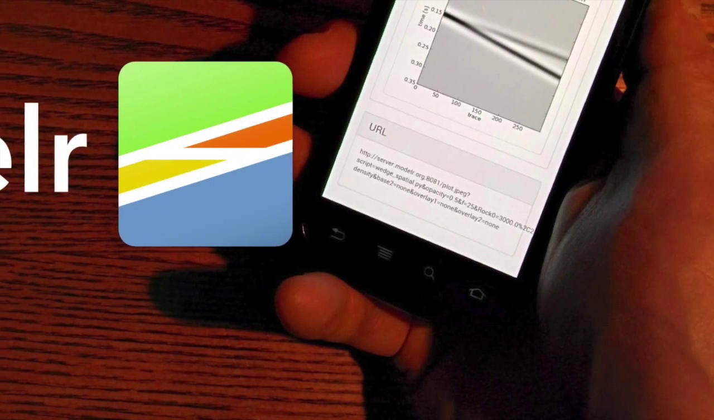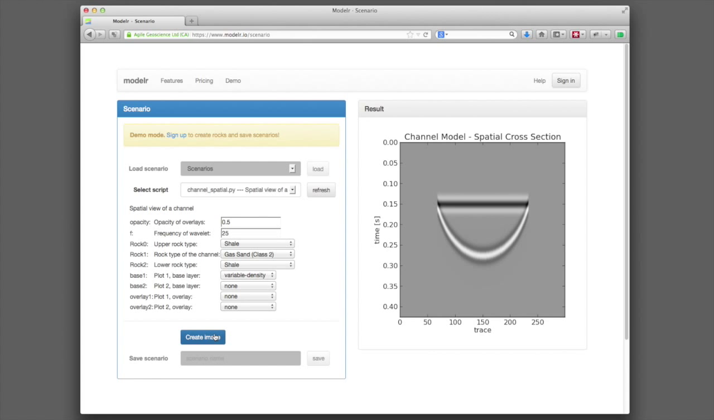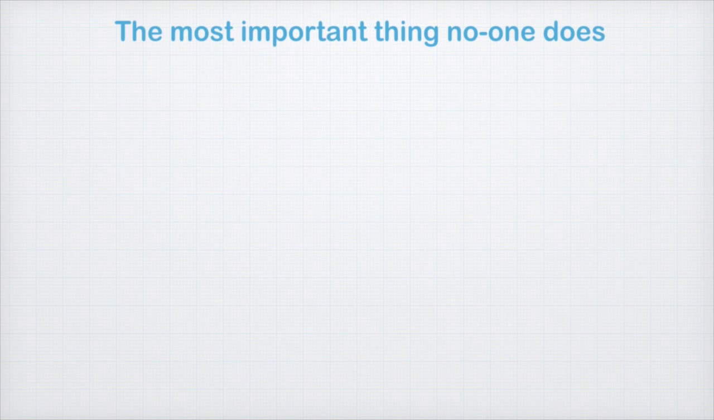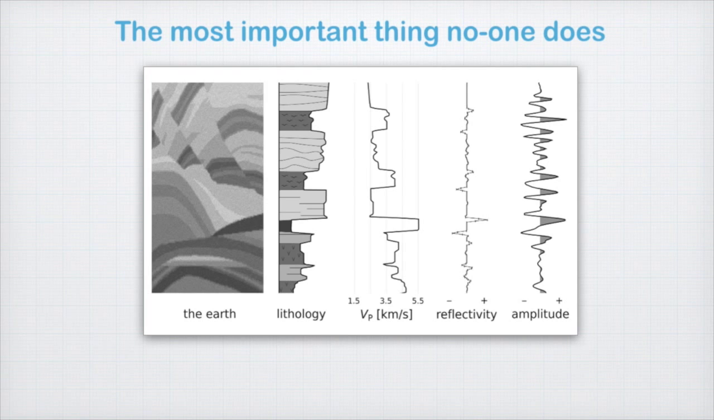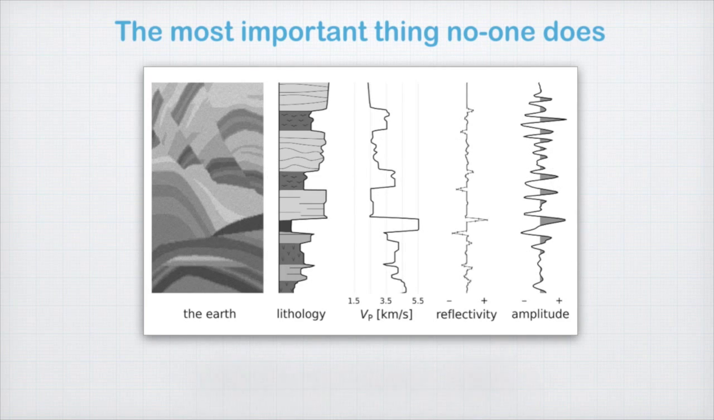Modelr is a new tool for seismic interpreters. It can help you predict what geology will look like when we record seismic data over it. We think forward modelling is the most important thing that nobody does. Of course, you see 1D models in well ties, but 2D models? Offset angle? Frequency?